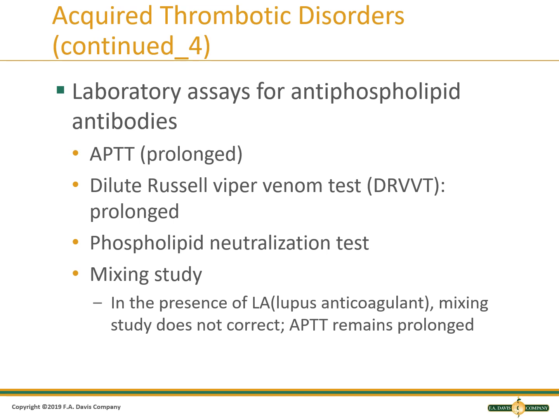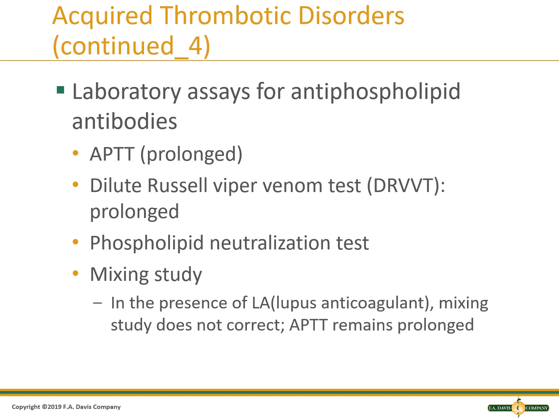Laboratory assays for antiphospholipid antibodies include a prolonged APTT, a prolonged dilute Russell viper venom test, a phospholipid neutralization test, and mixing studies. In the presence of the LA or lupus anticoagulant, the mixing study does not correct and the PTT remains prolonged.